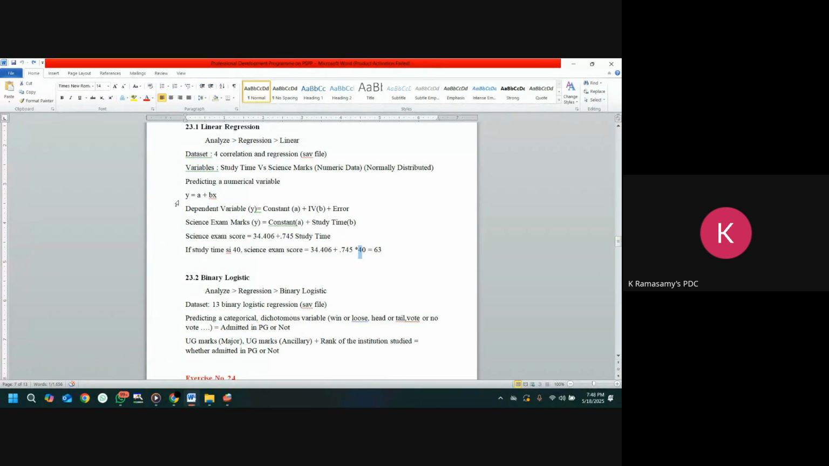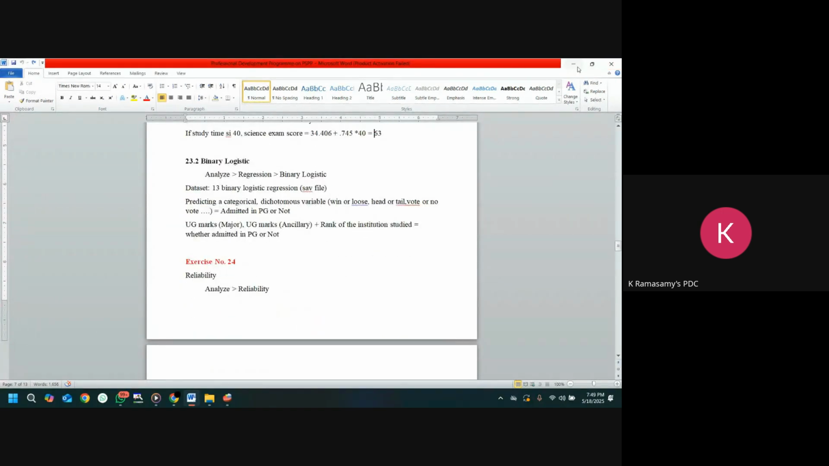Now, how to calculate? Y, the science mark, is equal to the constant value 34.406 plus study time, 0.745, into the hours, 40 hours. So the answer is 63. It means that if a student spends 40 hours a week, he will score 63 marks in the examination. So this prediction is possible in the case of simple regression equation models. Okay, that's about linear regression.